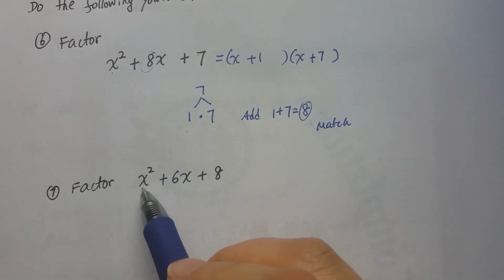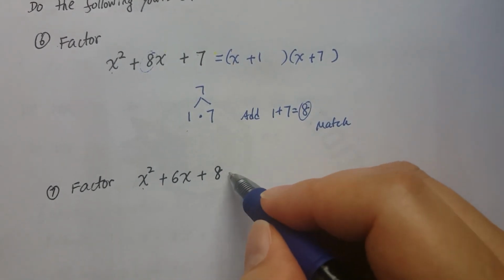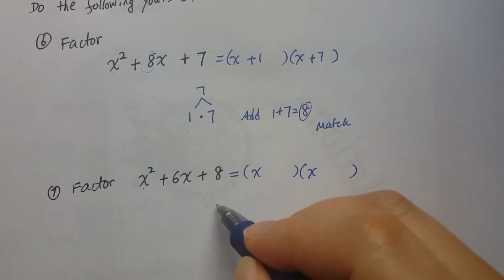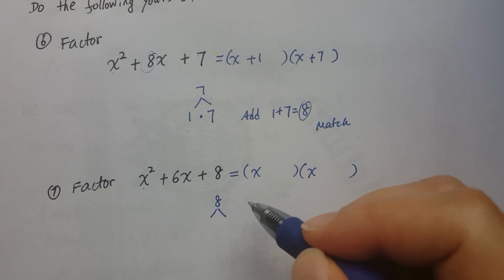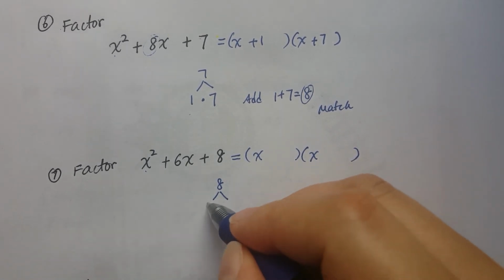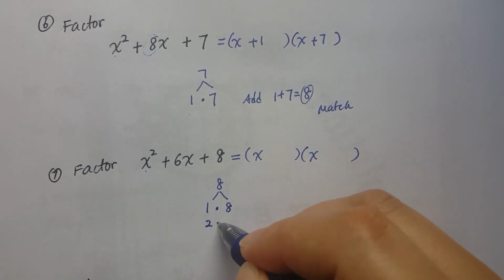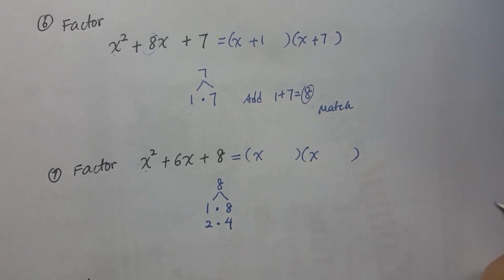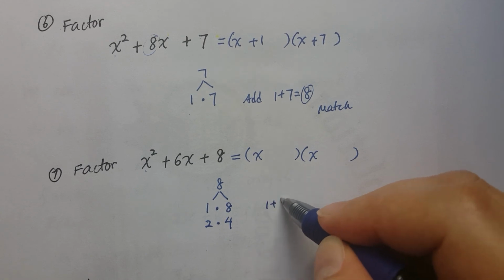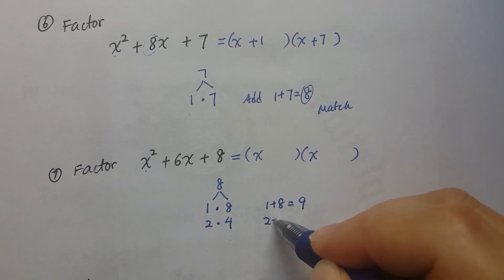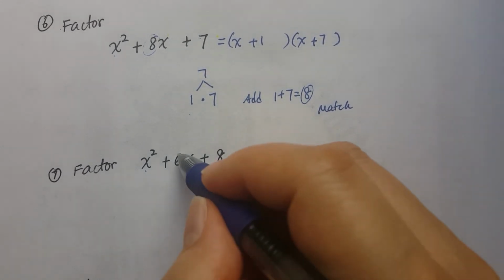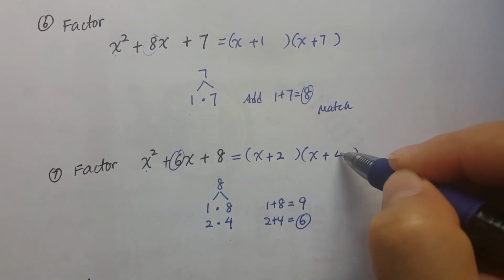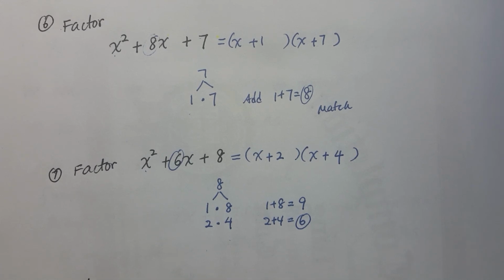Now let's take a look at x squared plus 6x plus 8. So we put parentheses times parentheses, x and x, and 8. So we need to find two numbers that multiply equal 8. 1 times 8, 2 times 4, and then you get 4 times 2, 8 times 1, which is the same. So now you do 1 plus 8 equals 9, 2 plus 4 equals 6. So it matches. So therefore you got plus 2 and plus 4. So we finished question number 7.